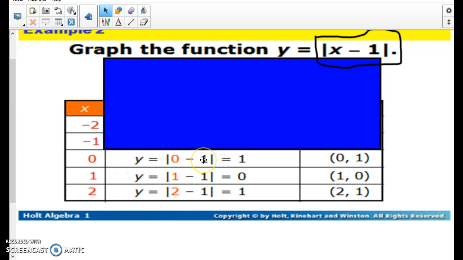0 minus 1 is -1. Absolute value of -1 is 1. 1 minus 1 is 0. Absolute value of 0 is 0. And then 2 minus 1 is 1. So I'm graphing those points. And remember, since I'm graphing absolute value, all of this should end up looking like a V.